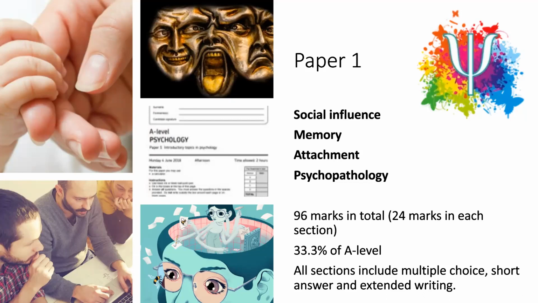Okay, so that paper has those 4 topics in it. As you can see, it's quite content heavy. It's 96 marks in total, so it's basically a third of your A level. And in that, you can expect some sort of multiple choice, but not a lot. There's also some short answers, so 2 markers, 4 markers, and then there's some extended writing. So the longest amount of writing you'd have to do in psychology is a 16 marker, and that would count as your essay. Okay, so hopefully that makes sense for your paper 1.